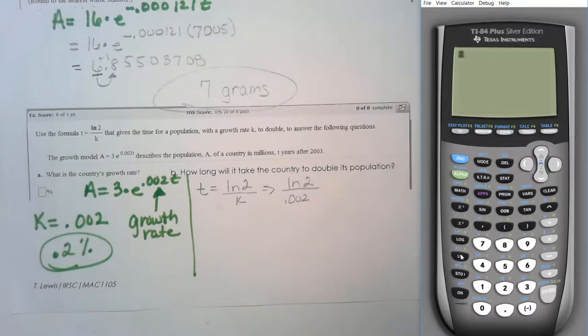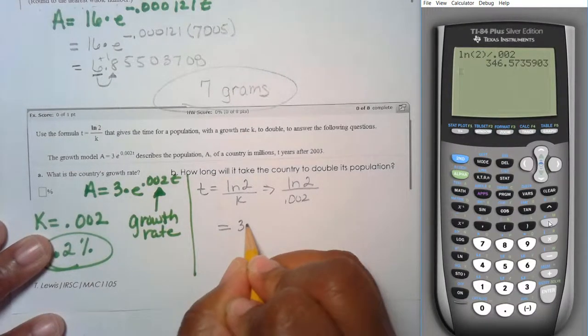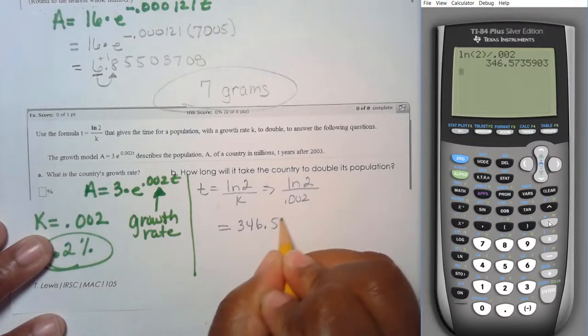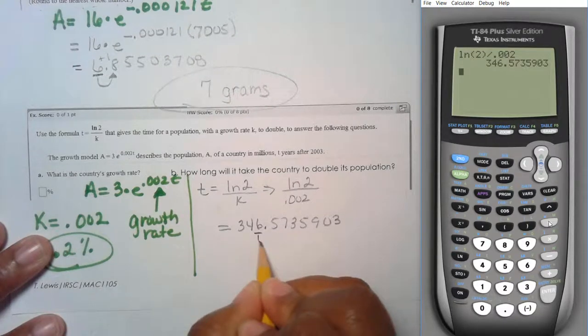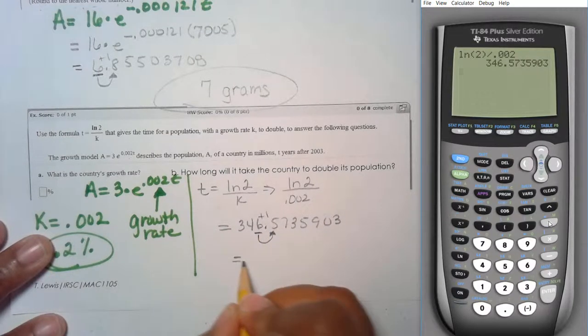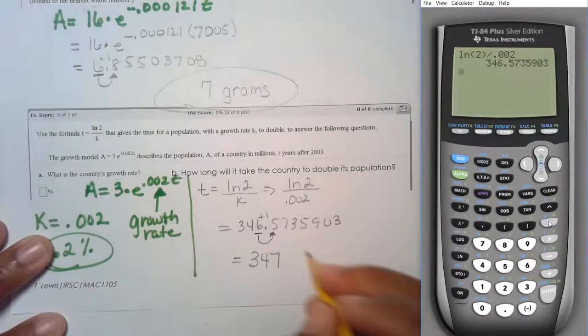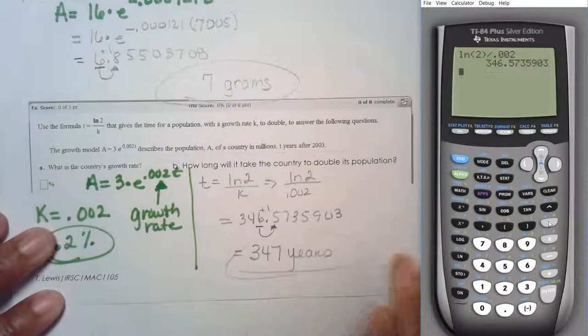So we have ln of 2 divided by 0.002, and let's press enter. And we have here t is equal to 346.5735903, and round to the nearest year. So we're going to look at the 6, and we have 5 or greater, so we're going to add 1 to the 6, and this gives us 347. So how long will it take the country to double its population? That will be 347 years.